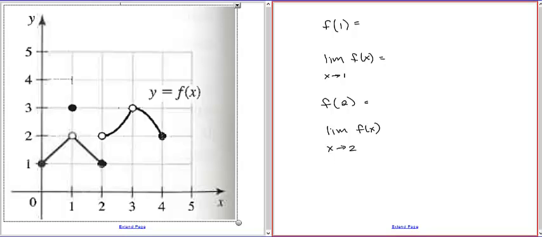Okay, so here's the solution for the handout. What we're doing is looking at these graphs and answering questions relative to the value of the function and the limit. So the first one is this graph. So it's this piecewise function.